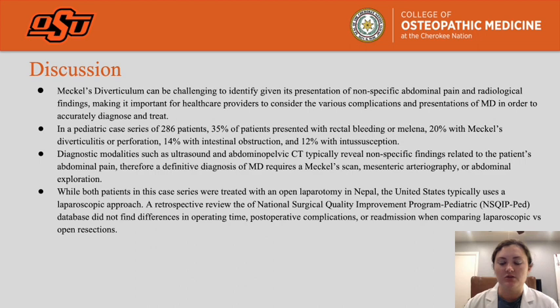Radiologic imaging, such as ultrasound and CT abdomen pelvis, typically only reveal nonspecific findings such as dilated bowel loops. A definitive diagnosis of Meckel's diverticulum requires either a Meckel scan, mesenteric arteriography, or abdominal exploration. Of these, abdominal exploration is typically more common due to availability of resources and acuity of presentation necessitating emergent surgical treatment. Surgical approaches vary by country.